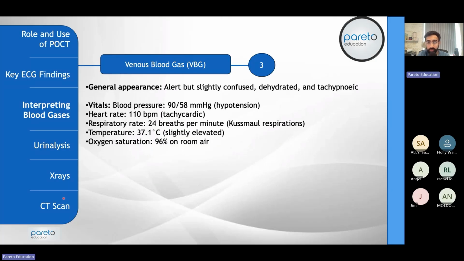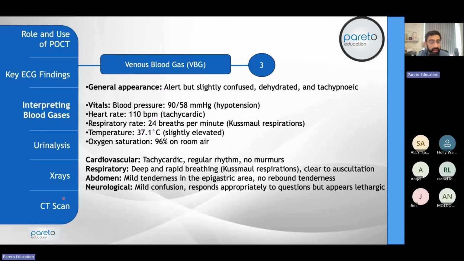On general appearance, he's alert, but he's slightly confused and he's dehydrated. Vitals show that the blood pressure is hypotensive, heart rate is raised, respiratory rate is 24, and the temperature is 37.1. You find him to be quite tachycardic on examination. He's having deep and rapid breathing, which is known as Kussmaul respirations, and of course, mild tenderness in the epigastric area. He's confused, but he responds appropriately, but appears lethargic.